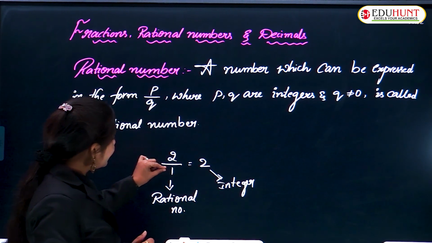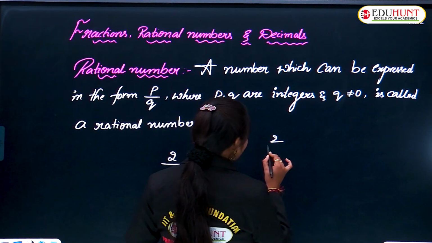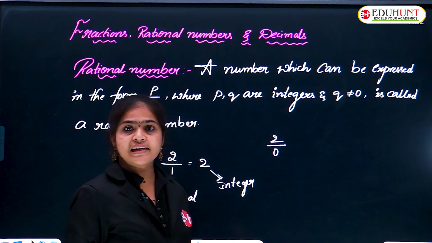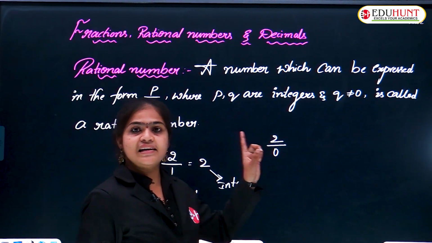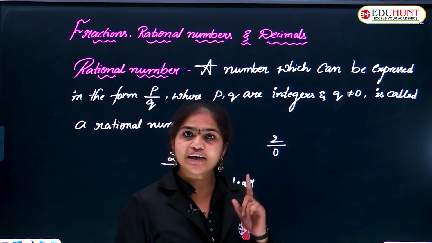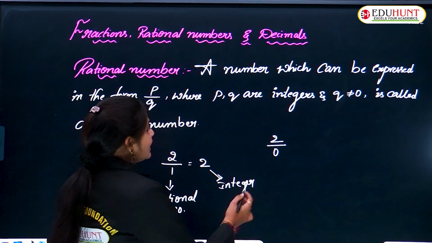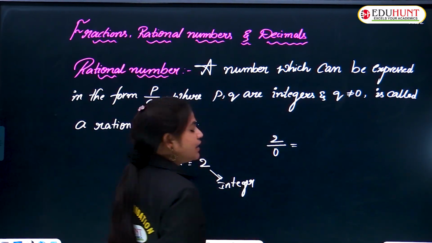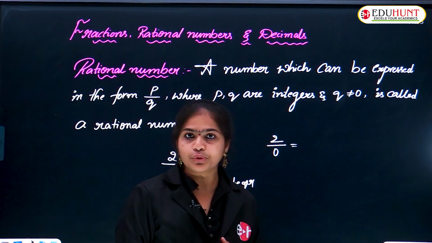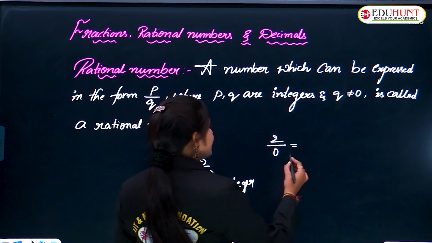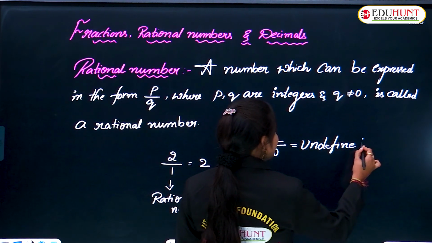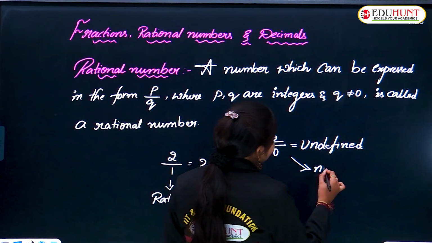In p by q, is it possible to take 0 in the denominator? If you take 2 by 0, what will we get as the result? Rational numbers are related to the quotient. That's why the set of rational numbers is denoted by the letter Q. What is the quotient here? 2 by 0: 0 times how much is equal to 2? Is it possible to get 2 here? Not defined. This is undefined. That's why 2 by 0 is not a rational number.